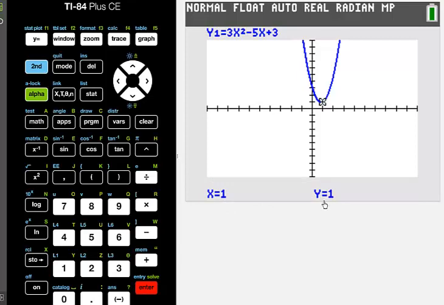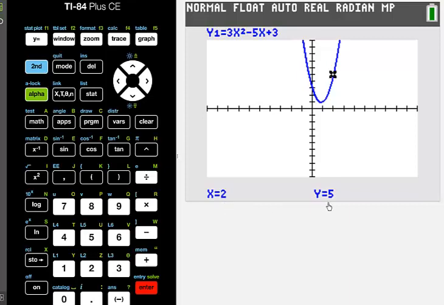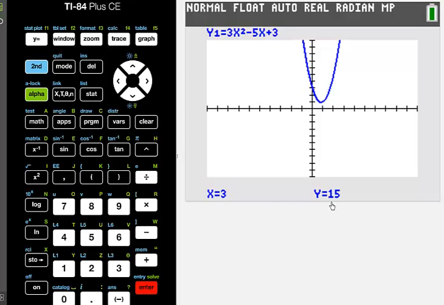The next one was 2, 5. So I'll hit 2, hit enter, and I'm hoping to see, yep, there it is, a 5. The final one was 3. I'll hit enter, and sure enough, 3, 15. I don't think I can see that point here because I didn't go up high enough to see 15, but nonetheless, it took me to that correct point. And now I know that we did our problem correctly.